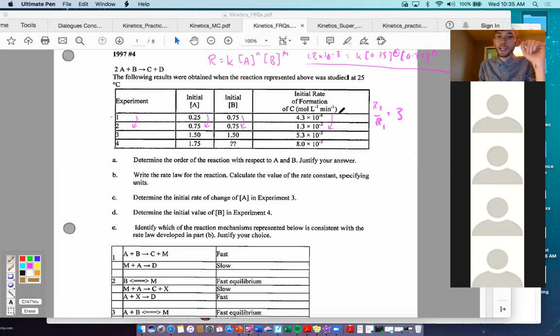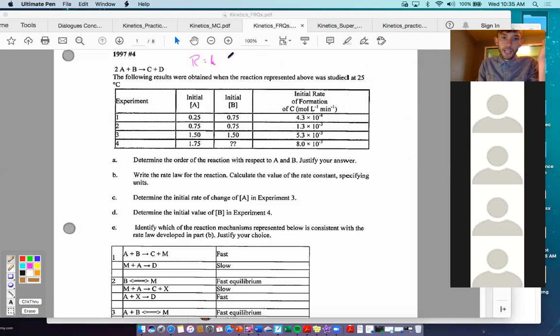I triple A, that triples the rate. N has got to be 1 here. So I've just determined that. So I know that R equals K times A to the first power times B to the M power. And now that I know that, I can just figure out what the order of B is.